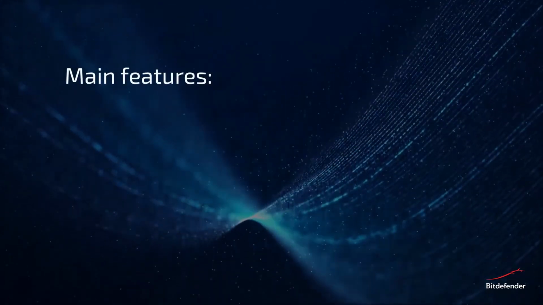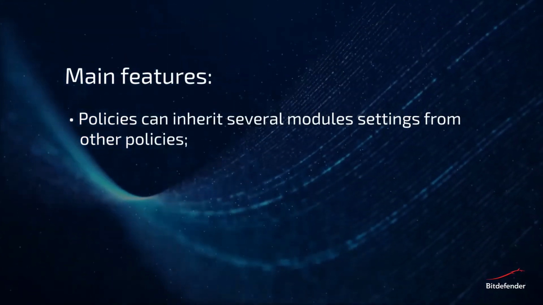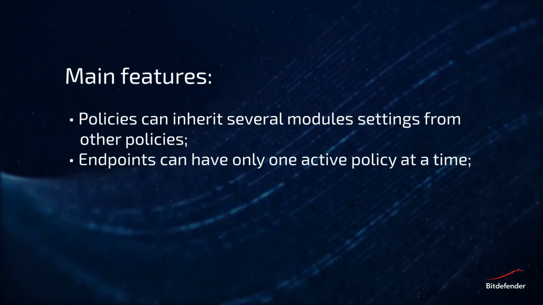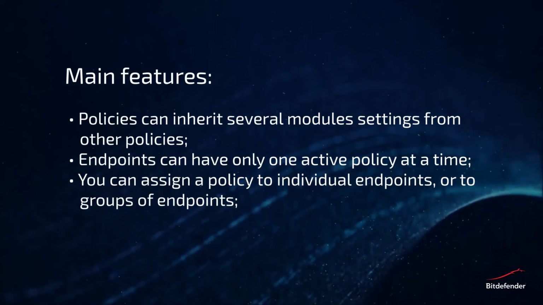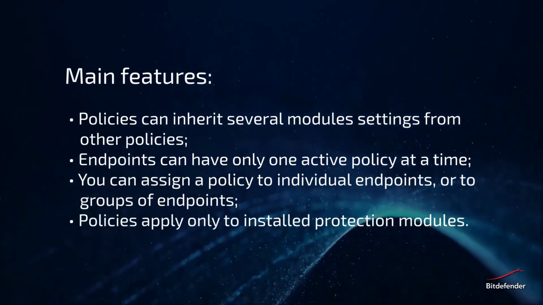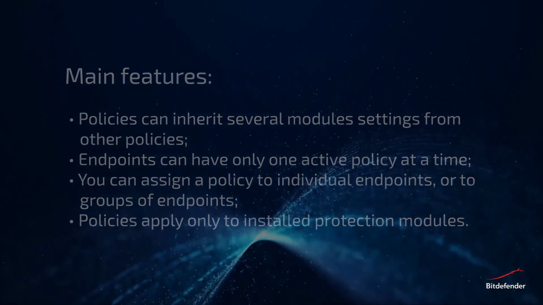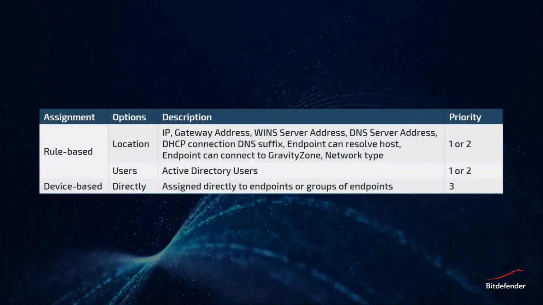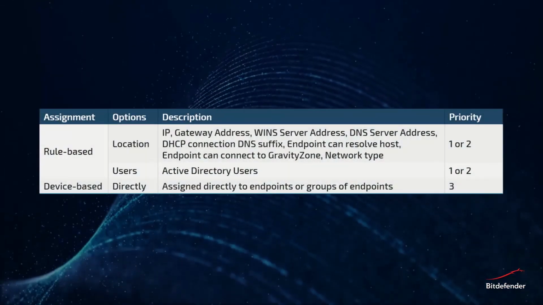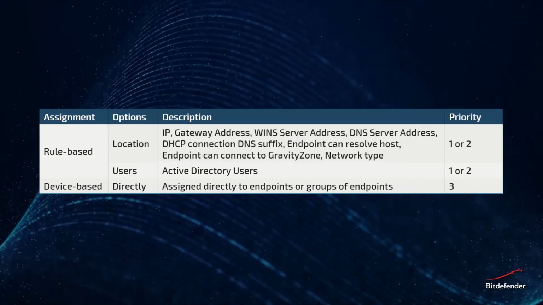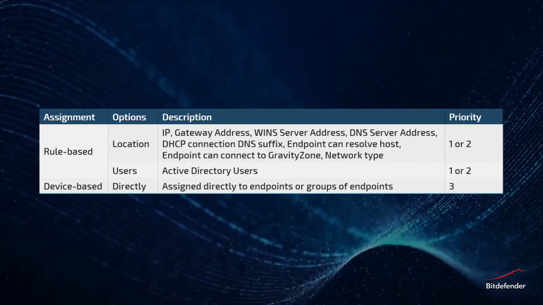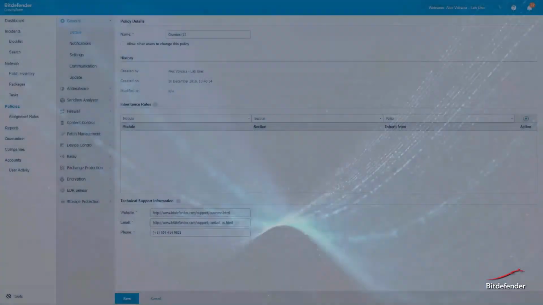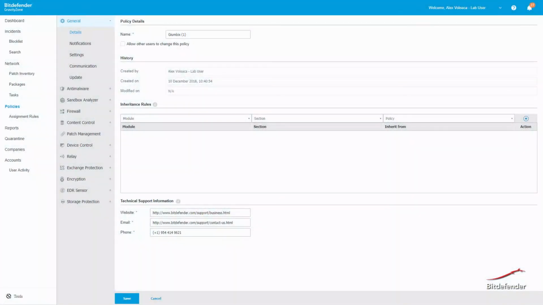The main features of policies are that they can inherit several modules' settings from other policies, endpoints can have only one active policy at a time, you can assign a policy to individual endpoints or to groups of endpoints, and they apply only to the installed protection modules. You can configure policy assignment to endpoints so that a policy can apply only in certain conditions, based on location or logged user. Therefore, an endpoint can have more policies assigned to it, but only one will be active. When creating a new policy, you can use the default policy as a template and change the settings as needed.